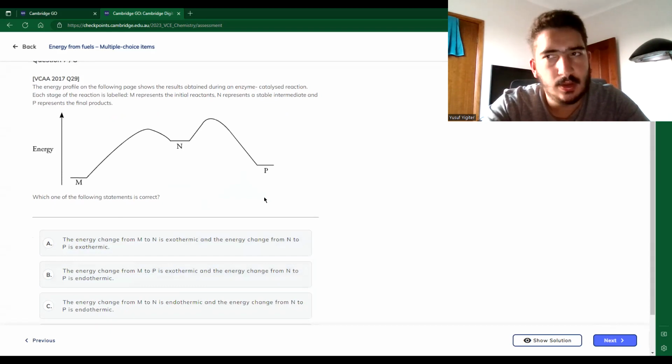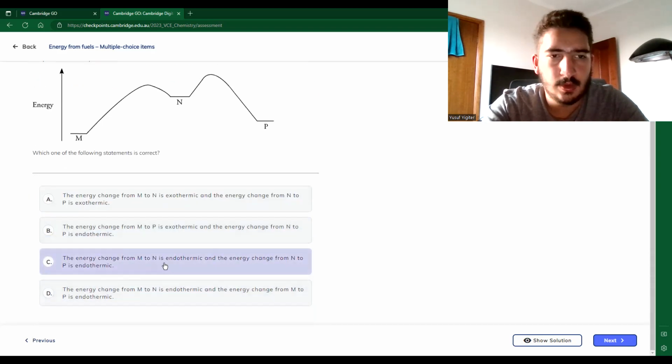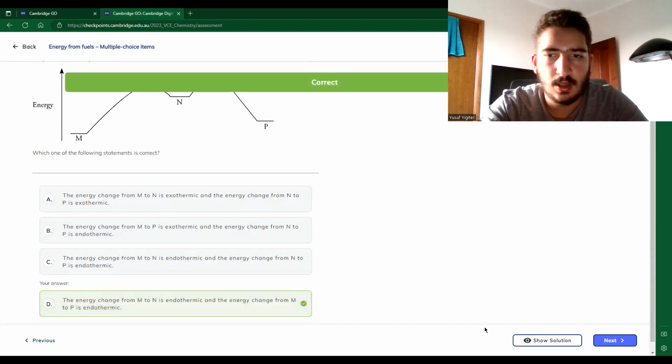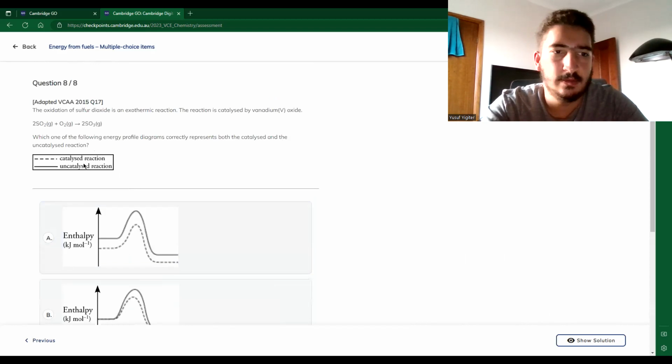The energy change from M to N is greater than zero. Positive, endothermic. There has to be endothermic. This one, this one. And the energy change from N to P, no. Yes. Yeah, I understand. Finally. So many questions about profile diagrams.